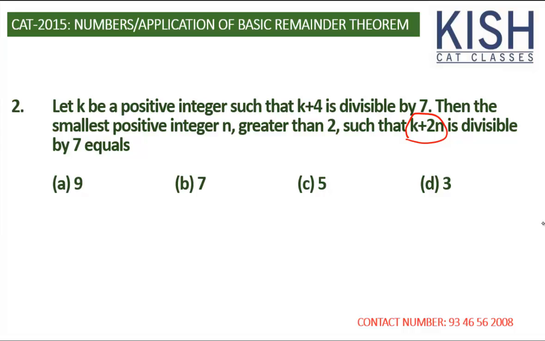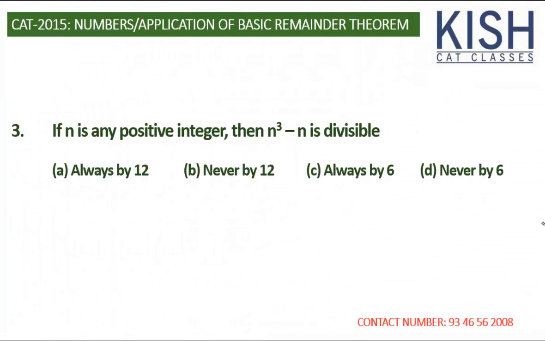Let's solve question number 3. If n is a positive integer, then n cube minus n is divisible by, or n cube minus n is divisible. Now when you look at all the answer options, it says always by 12, never by 12, always by 6, never by 6.